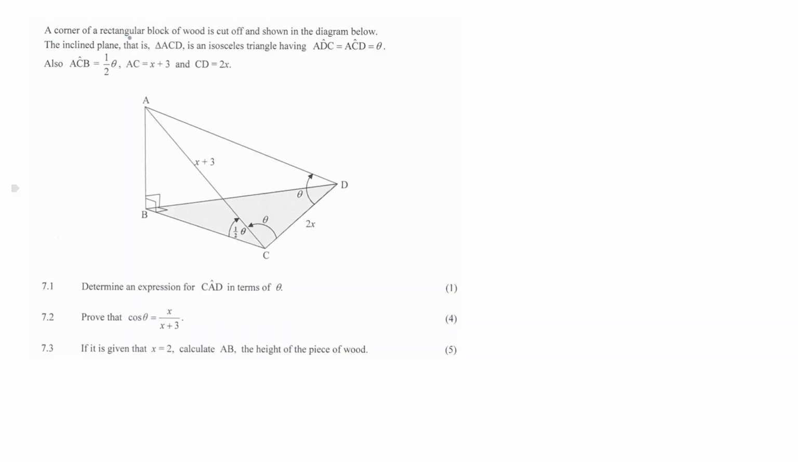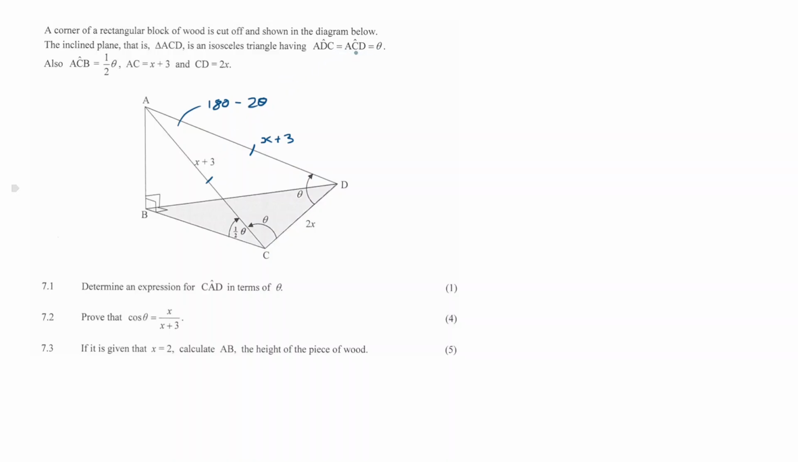A corner of a rectangular block of wood is cut off and shown in the diagram below. The inclined plane, that is triangle ACD, is an isosceles triangle. Okay, so these two lines are equal. That's x plus 3. Immediately I'm going to fill in x plus 3. If it's isosceles and this is theta and theta, the top angle here must be 180 minus 2 theta. So all these things I'm already filling in before I start.